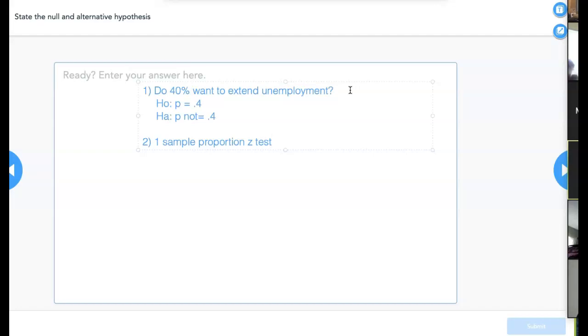And then, was it a simple random sample? Where were the numbers? 1548 randomly selected adults were asked.